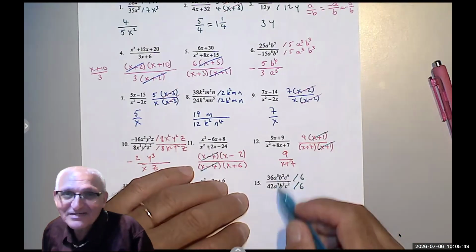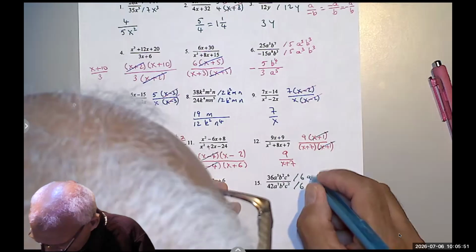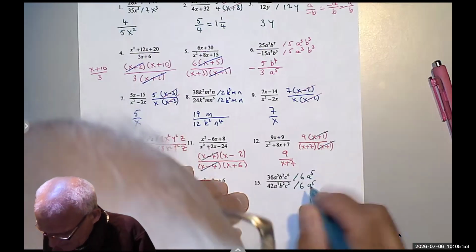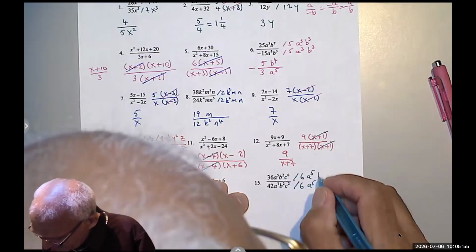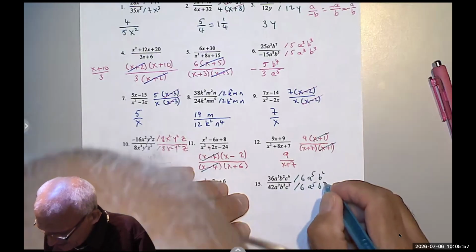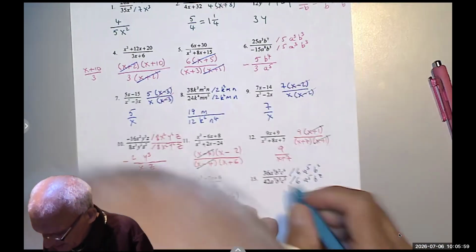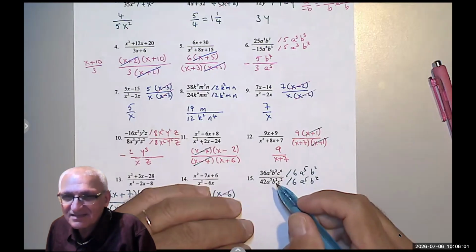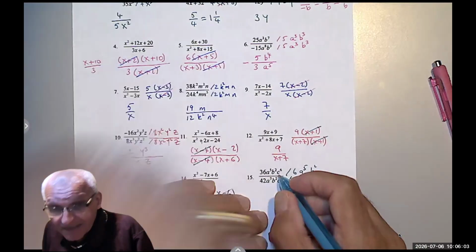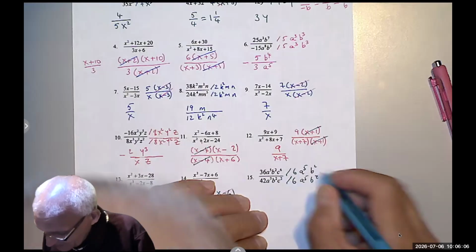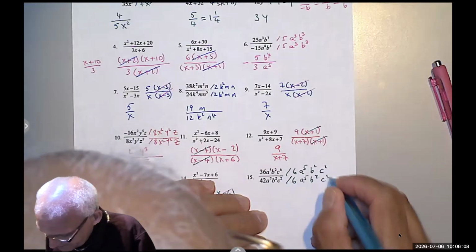I have a to the fifth and a to the seventh. So I divide a to the fifth, top and bottom. B squared and b squared, so I divide by b squared and get done with it. I won't have any b's. C to the 6 and c squared is c squared.